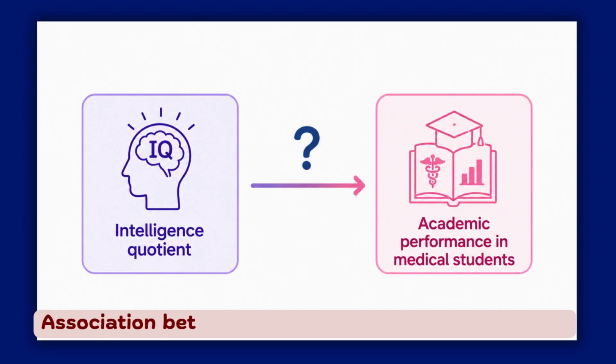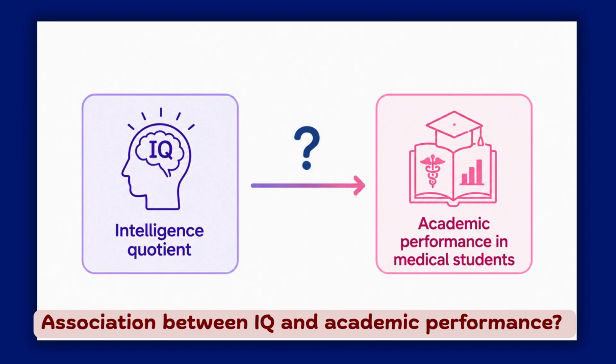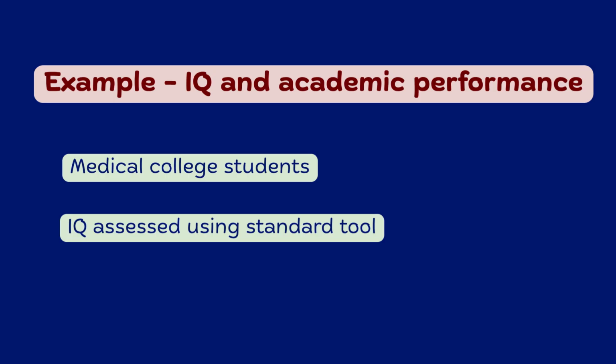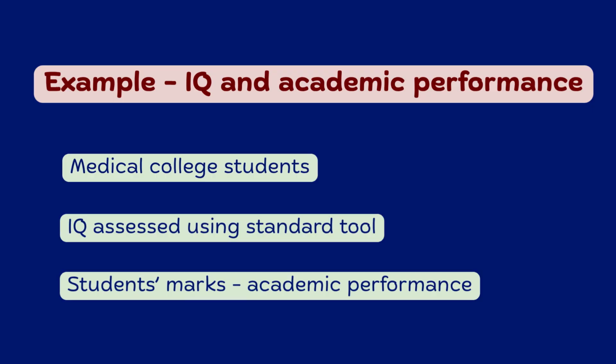Consider a study in which a group of researchers wanted to examine the association between intelligence quotient and academic performance in medical college students. They recruited medical college students and evaluated them at a single time point. They evaluated their IQ using a standard tool, and at the same time, they obtained the students' marks from the college records as a measure of academic performance. Then they checked for the association between IQ and exam marks using statistical tests.